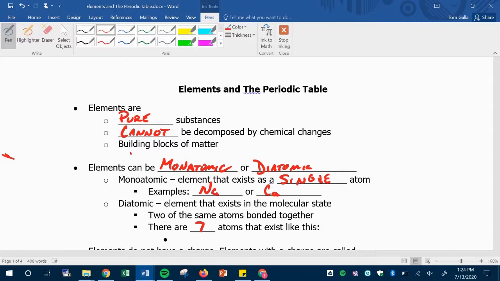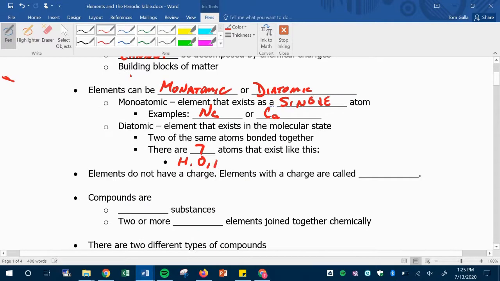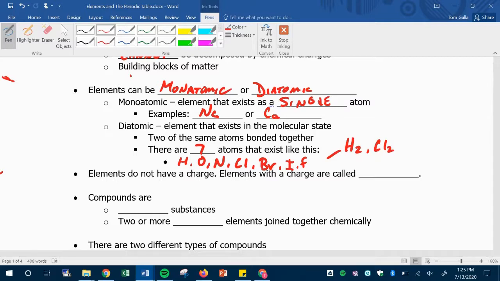Now, these 7 elements, I like to call them the Hankelbriefs. The reason I call them the Hankelbriefs is because it's hydrogen, oxygen, nitrogen, chlorine, bromine, iodine, and fluorine. So see how it spells out Hankelbrief? Now, all of these exist as diatomics, meaning that in their formula, it's not just H or O, it's instead something like H2 or Cl2. So if you have chlorine, it's not just single chlorine atoms, it's 2 chlorine atoms that are covalently bonded together.